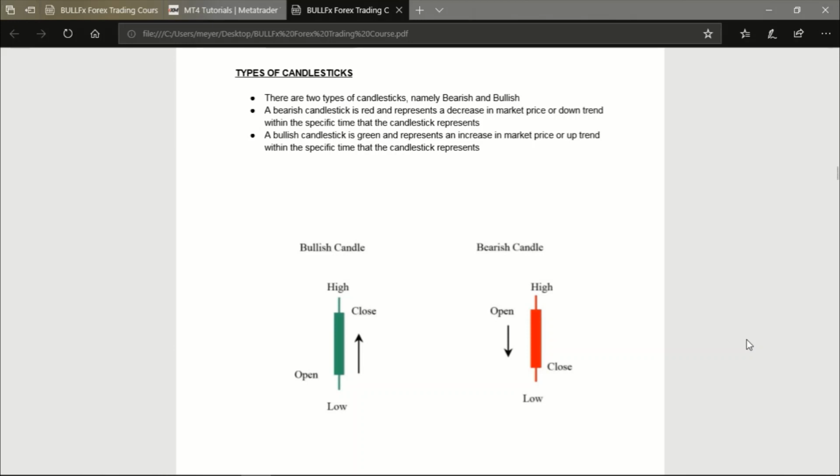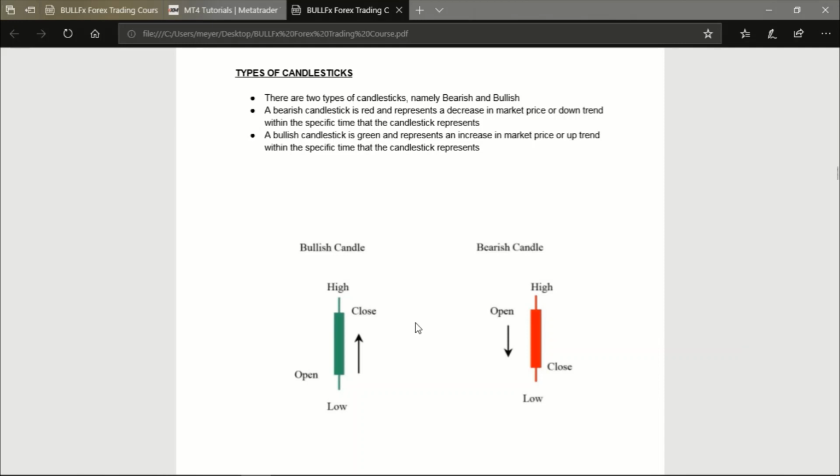So a bearish candlestick is red and it represents a decrease in market price or a downtrend within the specific time that the candlestick represents. A bullish candlestick is green and it represents an increase in market price or uptrend within the specific time that the candlestick represents.